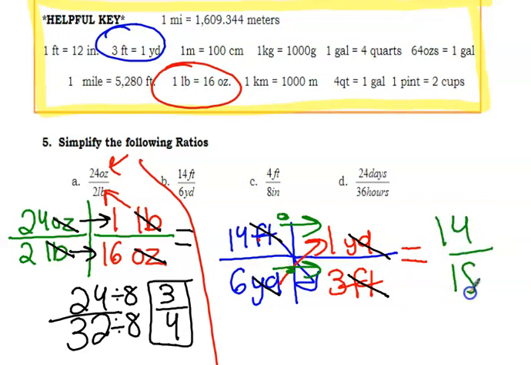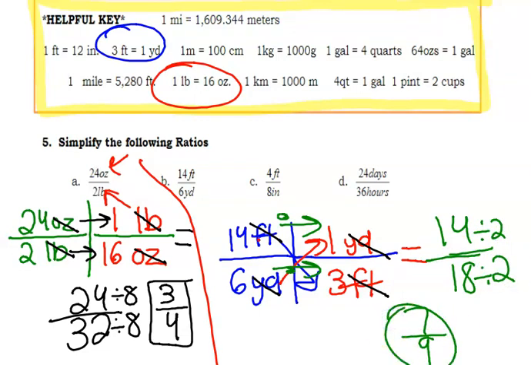6 times 3 is 18. Take out a 2. And I have 7/9. Okay, no more measurements. The measurements eliminated. So I want you to try C and D. C, you're going to use the feet and the inches.